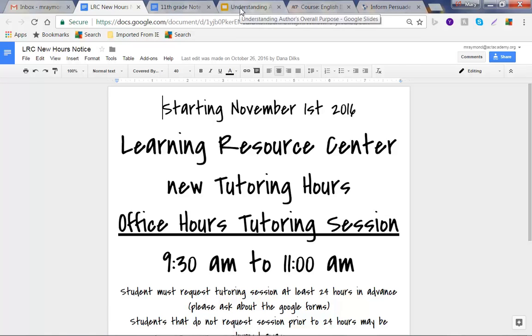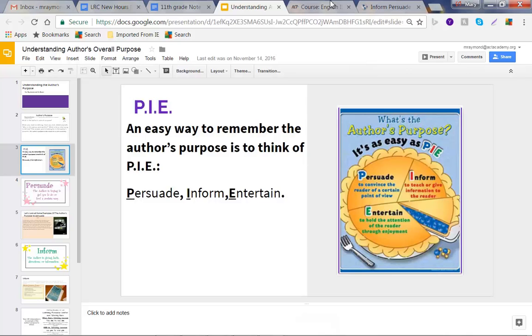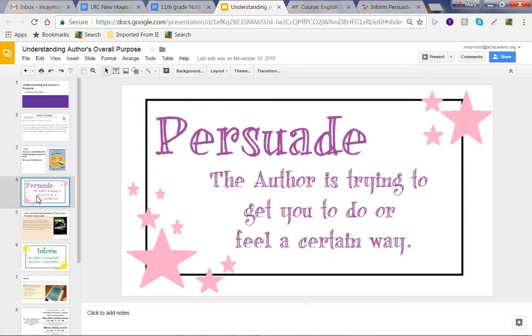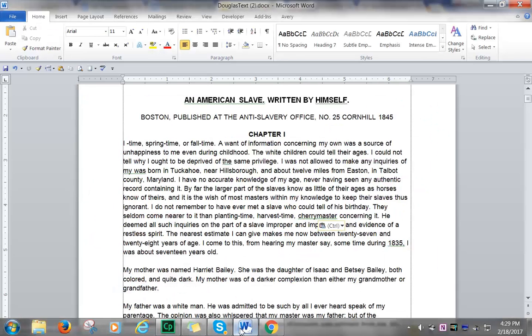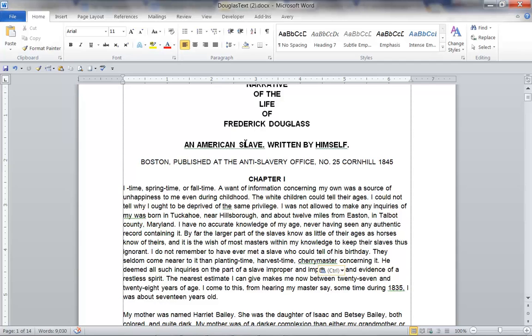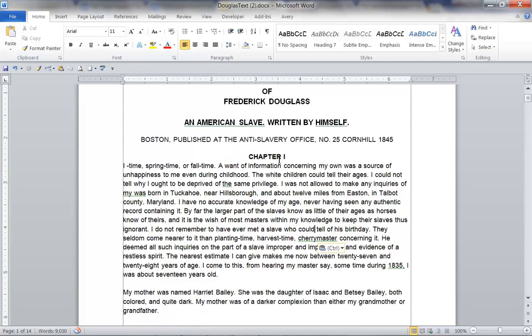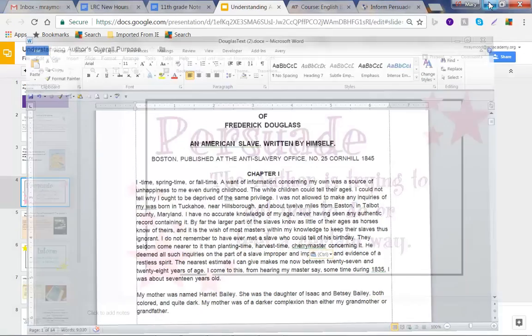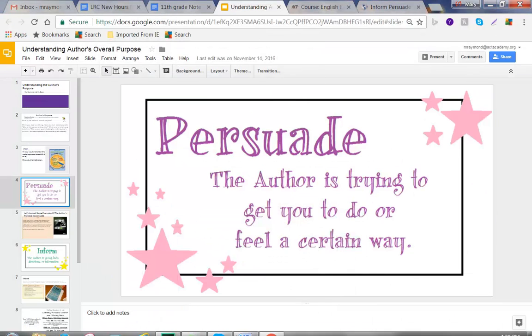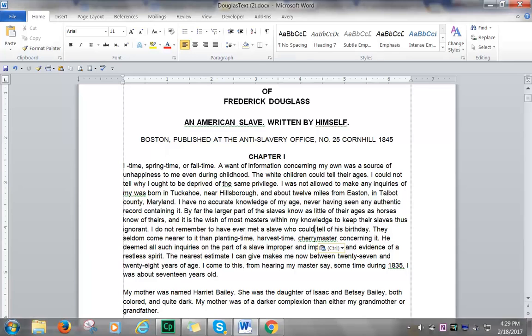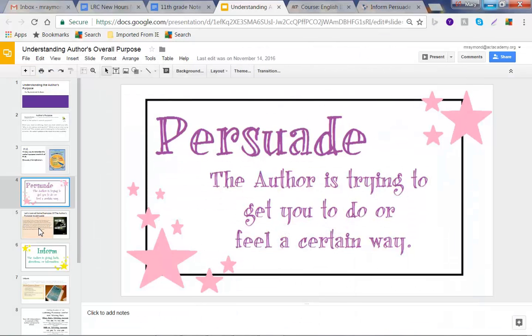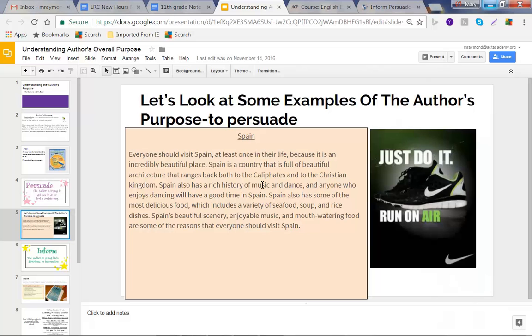Okay, so next, persuasion. Persuading is basically what it says here, to persuade. The author is trying to get you to do or feel a certain way. In Frederick Douglass's story, he is trying to persuade you, the reader, to see how awful slavery is. And we're going to pull some words, and I'm going to help you with that. So, persuade. Here are some examples of persuade. Take a moment and just read this and look at this.